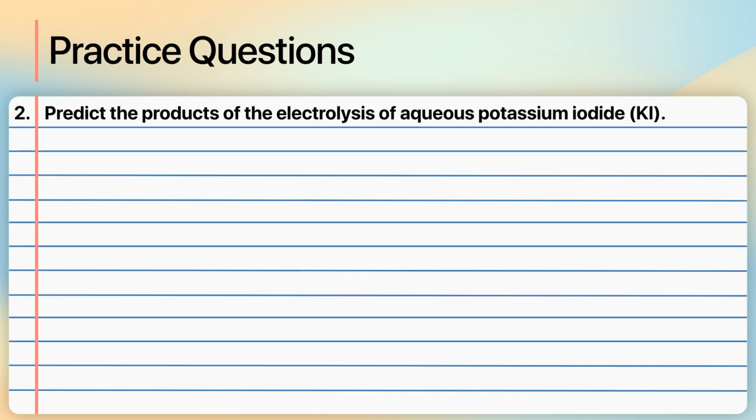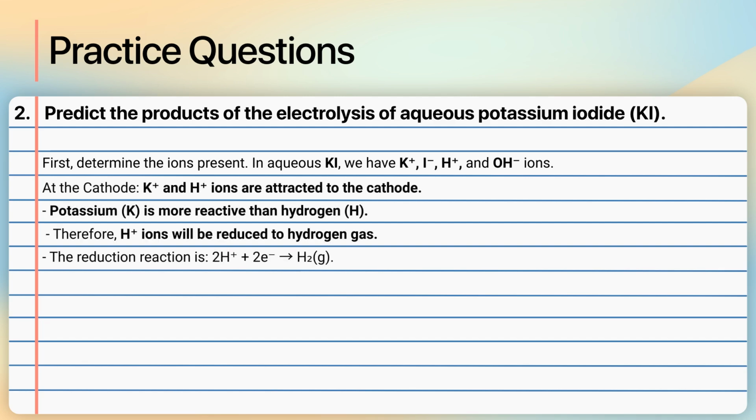Now for the answer. First, determine the ions present. In aqueous KI, we have K+, I-, H+, and OH- ions. At the cathode, K+ and H+ ions are attracted to the cathode. Potassium is more reactive than hydrogen. Therefore, H+ ions will be reduced to hydrogen gas. The reduction reaction is 2H+ + 2e- becomes gaseous H2.